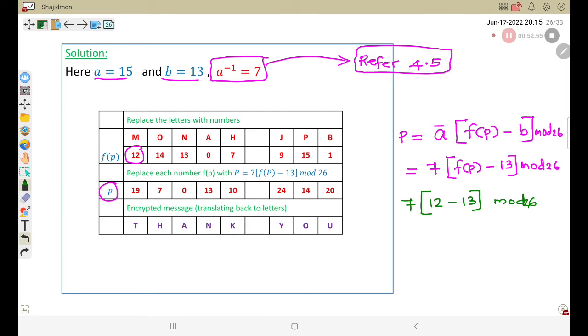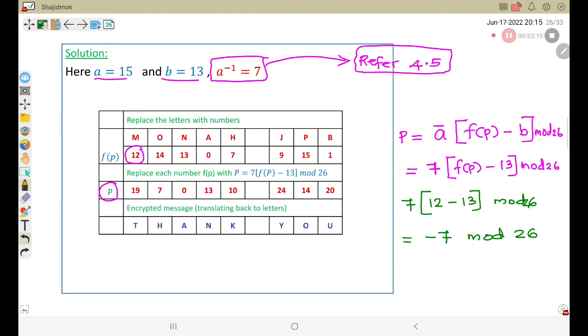Mod 26. You can check the calculator. What is that number? 7 multiplied by 12 minus 13. The number is minus 7. Minus 7 means it is negative, correct? We need to change it. So mod 26.